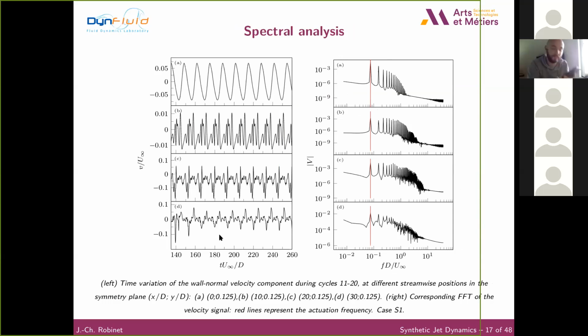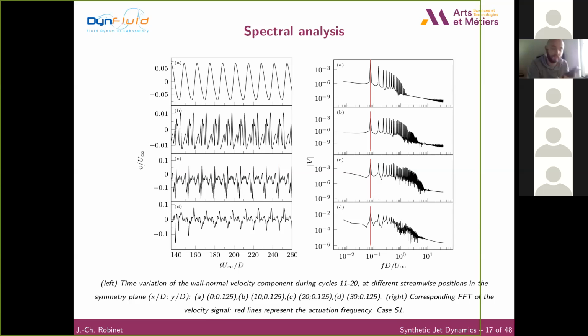Typically, if I describe the dynamics of this synthetic jet, in the near field you obtain a quasi-periodic behavior, and progressively this behavior becomes more complex and generates many harmonics. But for the high frequency, the flow is not exactly turbulent. It's very complex, but it's not exactly turbulent.